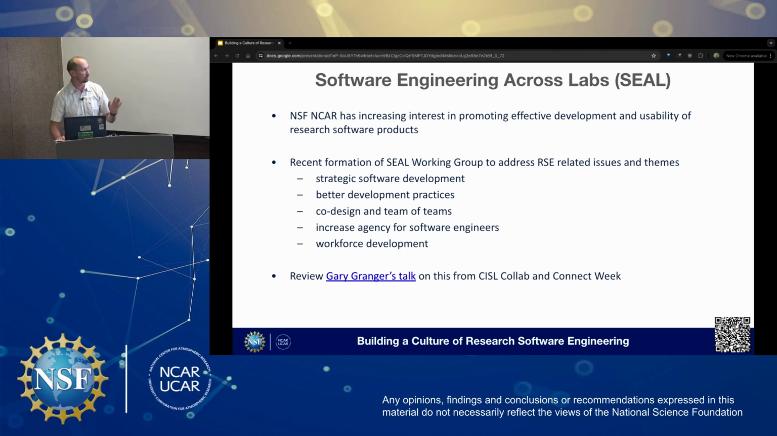If you want to learn more, I encourage you to review Gary Granger's talk on this. I'll emphasize that the QR code on the bottom right of all these slides does link to this. So if you want to go to any of the links here to the talk, I highly encourage that, as this will be very much an opportunity for you to learn more about what most interests you in terms of ways in which you can engage in research software engineering.